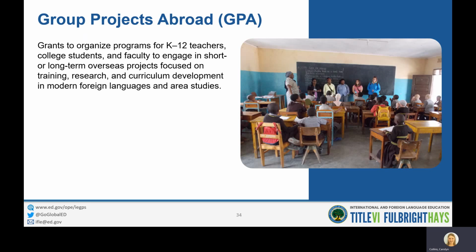Okay, our Group Projects Abroad program is the next one we'll go over. We call this the GPA program for short. These are grants that go to institutions of higher education or other organizations to organize programs for K through 12 teachers, college students, and faculty to engage in short or long-term overseas projects focused on training, research, and curriculum development in modern foreign languages and area studies. So GPA awards go to institutions or organizations who put together a project that has a common research theme or goal, and then the institutions select the participants to actually do the program.